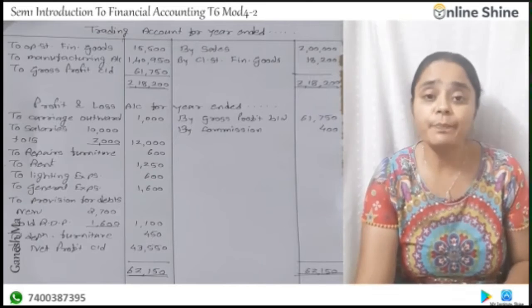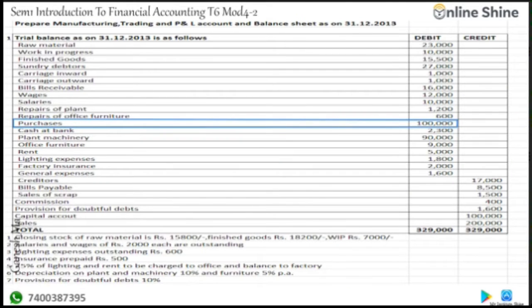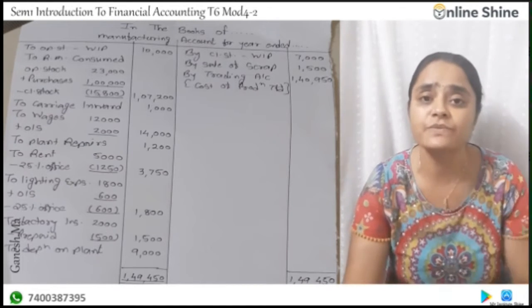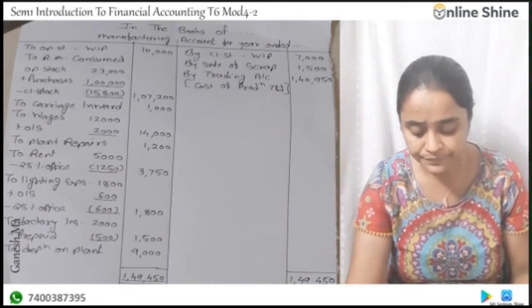The next item is purchases of rupees 1 lakh, that is definitely purchases of raw material. So that will come in your manufacturing account. You will add it to your opening stock of raw material, rupees 1 lakh, again in the inner column only.